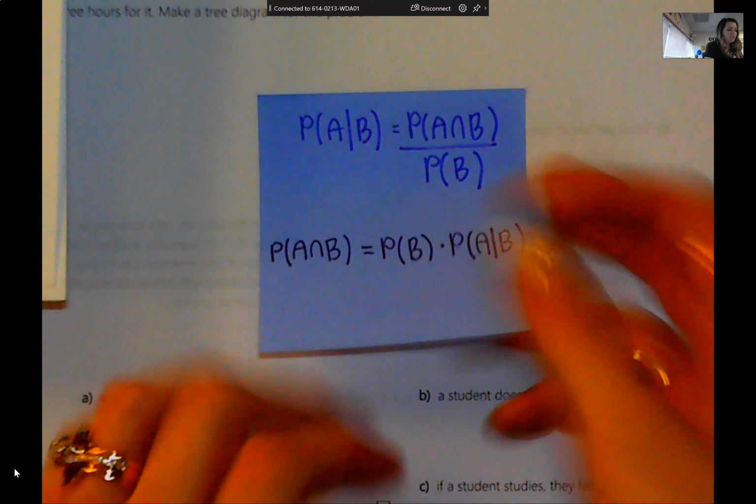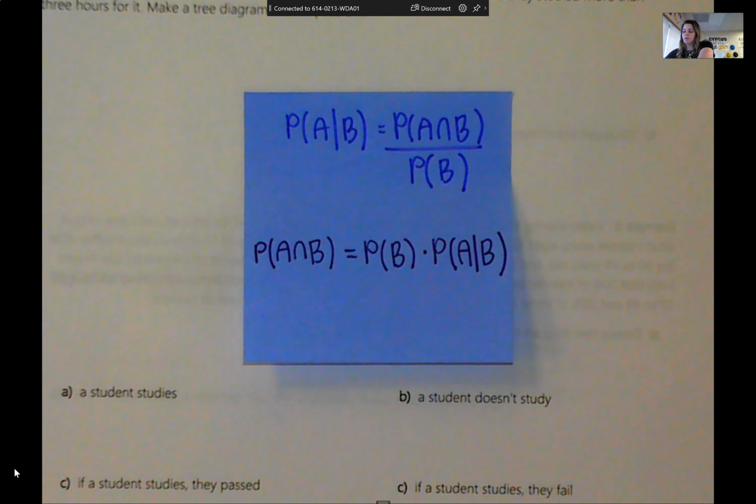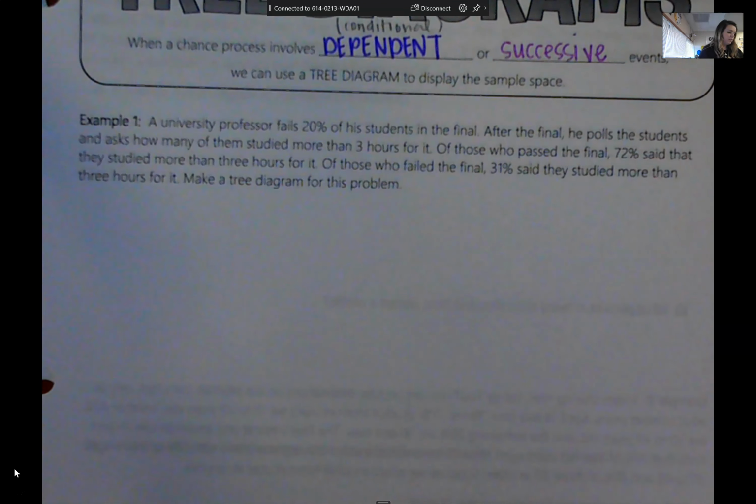So I'm just going to keep this to the side and refer to it when we get to a problem where it applies. I decided to put it on a Post-it note because when we turn this page, I want to be able to refer back to it without having to flip back and forth with my pages. So, the best way to learn about tree diagrams is to just dive right in and do one.